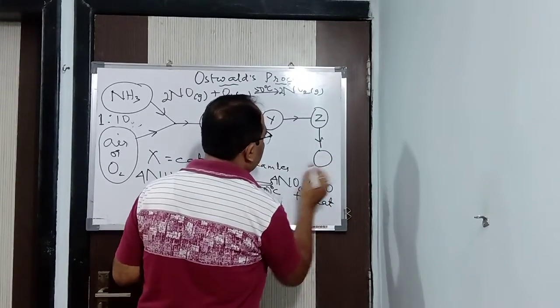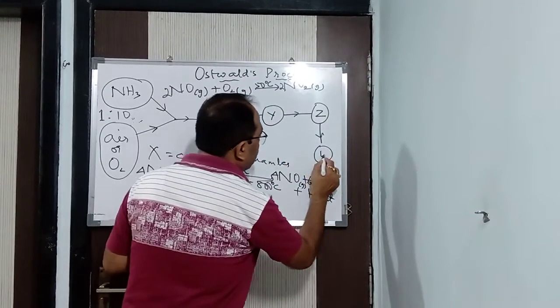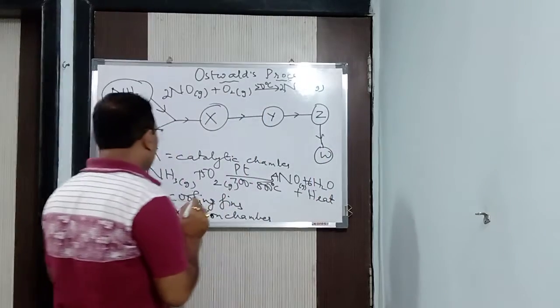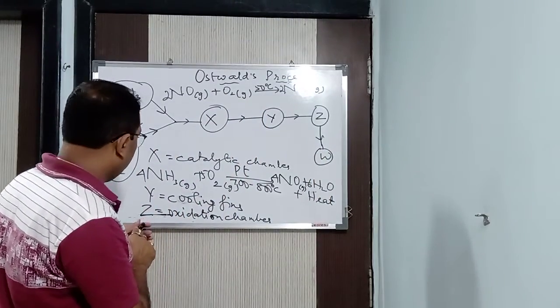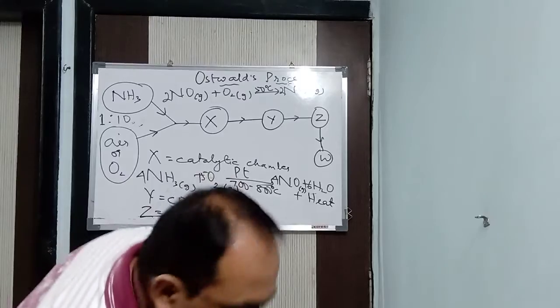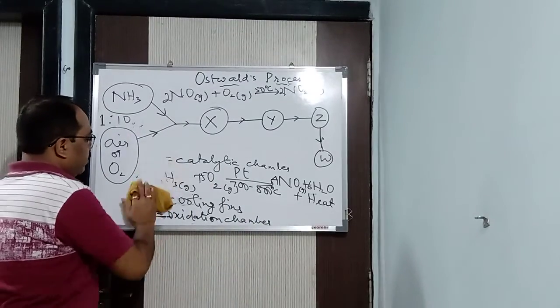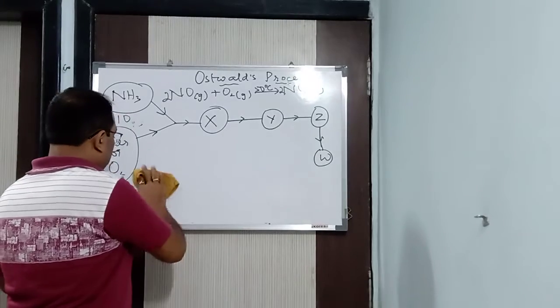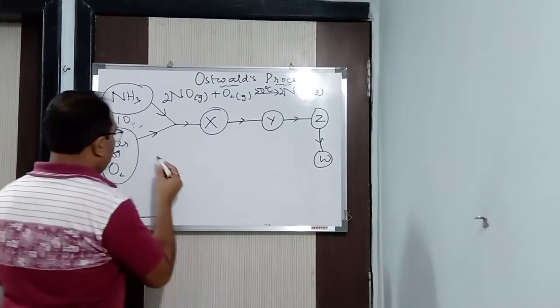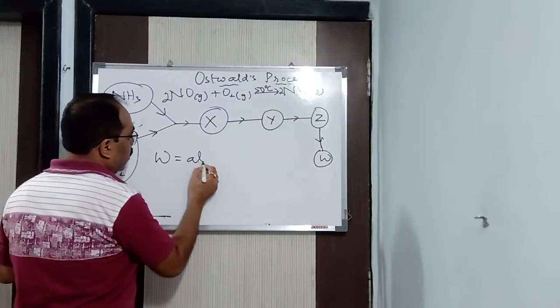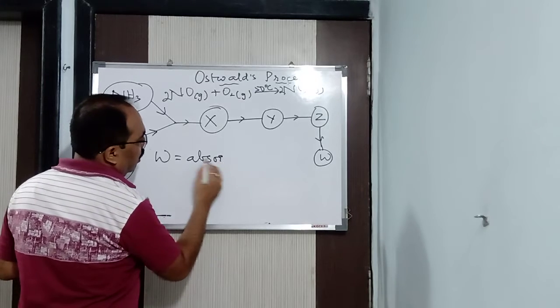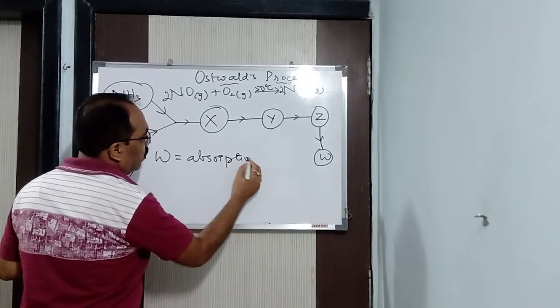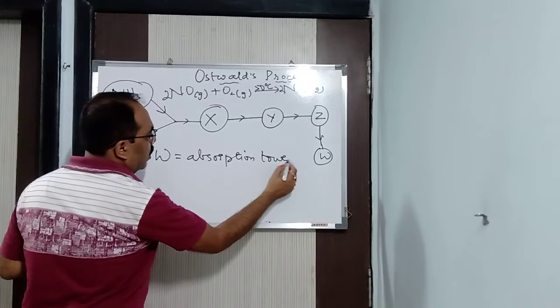Let us say this one is X, Y, Z. Let us say this is W. So what is W here? I need to rub this one, then only I will have the space. So W here is nothing but the absorption tower. W is your absorption tower.